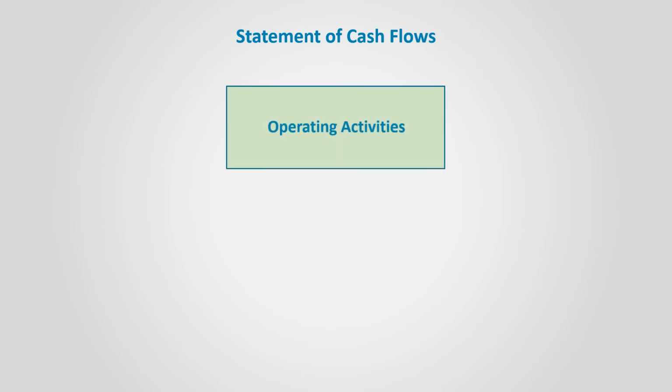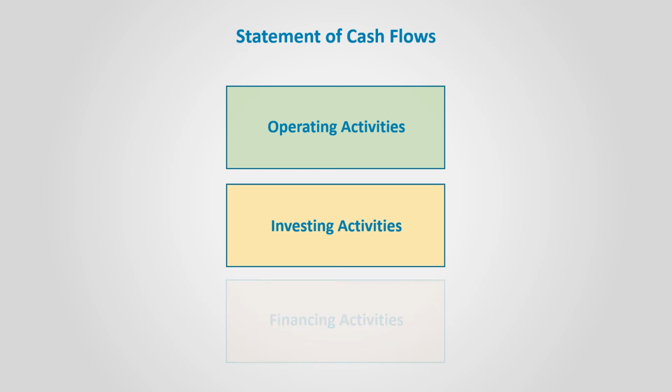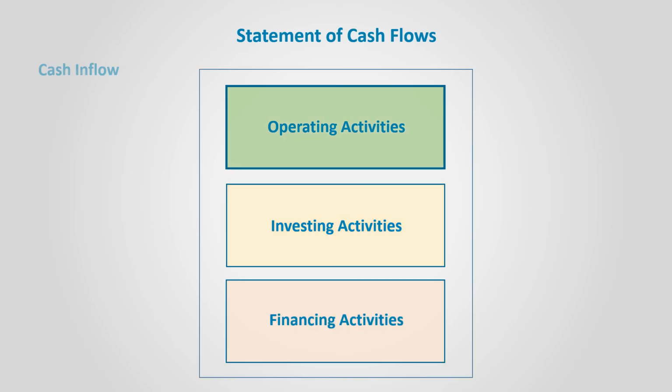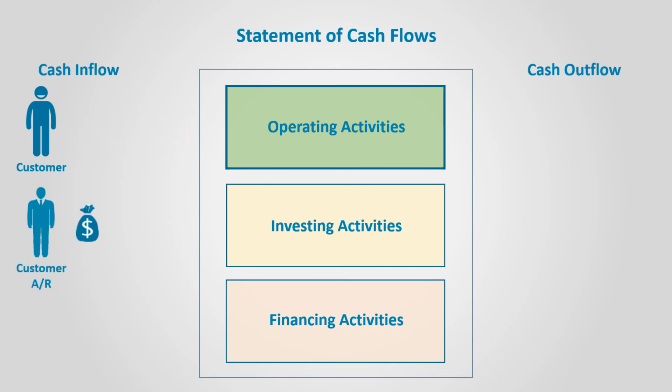The statement of cash flows is divided into three main sections: cash flows from operating activities, investing activities, and financing activities. Cash flows from operating activities. All cash related to operations, whether collected or disbursed, is included in this section of the statement of cash flows. Examples of cash inflows include cash sales, collection from customers, which is accounts receivable, advance collection of revenue, which is prepaid revenue, etc. Examples of cash outflows related to operating activities include paying expenses, paying suppliers, accounts payable, incurring prepaid expenses, etc.